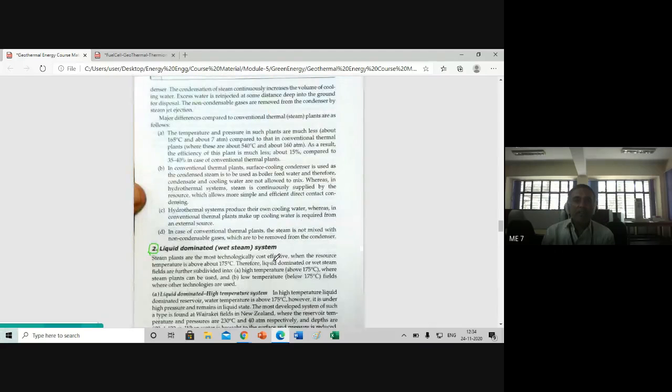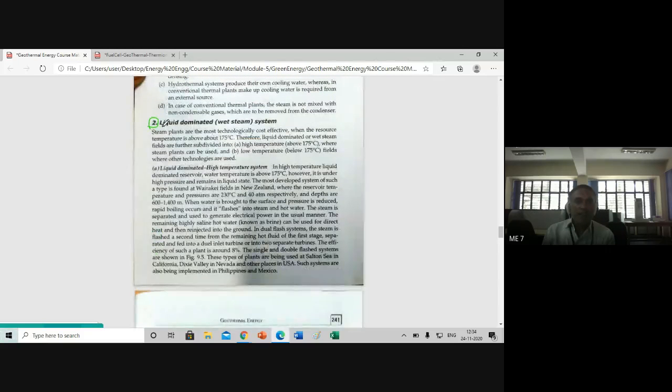Now let us look at the same hydrothermal but liquid dominated. It is wet steam. Again in the wet steam, two are there: high temperature above 175, and low temperature below 175. Now let us look at the liquid dominated high temperature system.